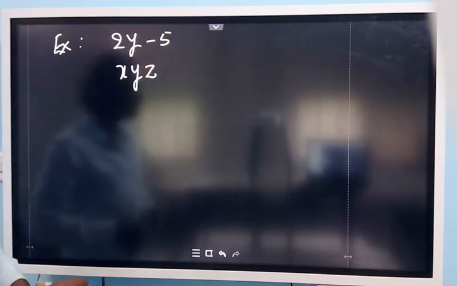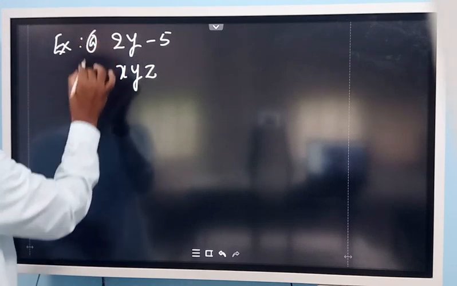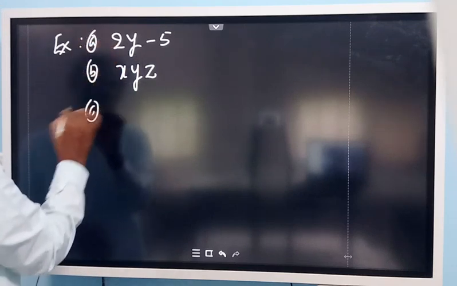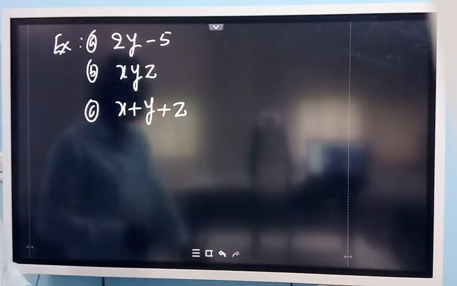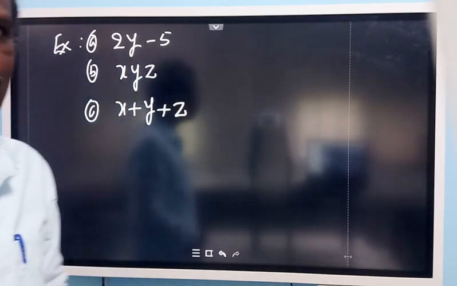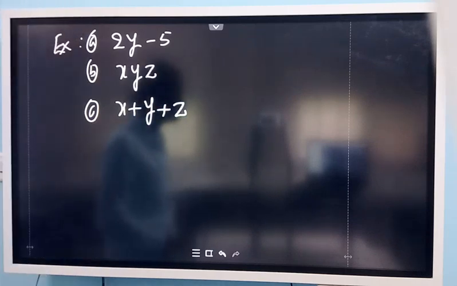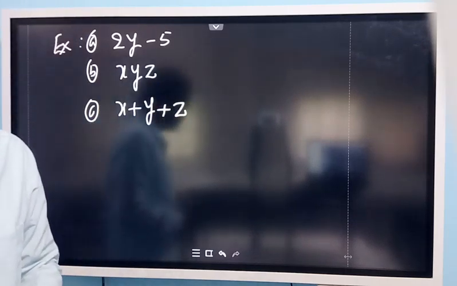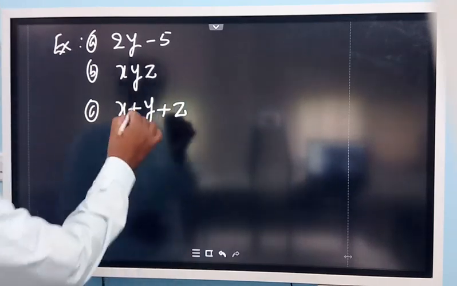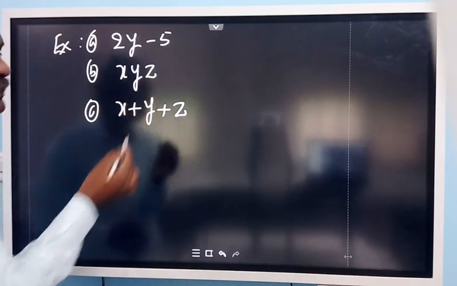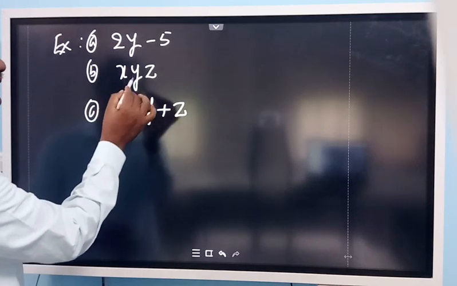XYZ, this is also an algebraic expression. A, B, another one you can take x plus y plus z is also an algebraic expression. We are using many variables. We can use many variables and many constants here. And another thing, we are using addition, subtraction, multiplication also. Here we have only multiplication signs.